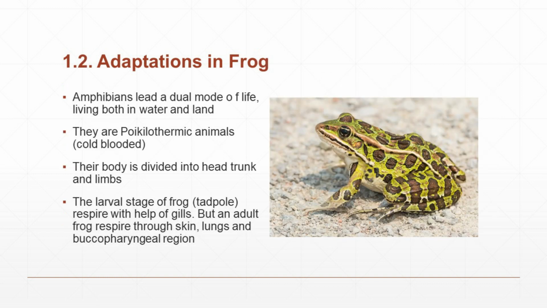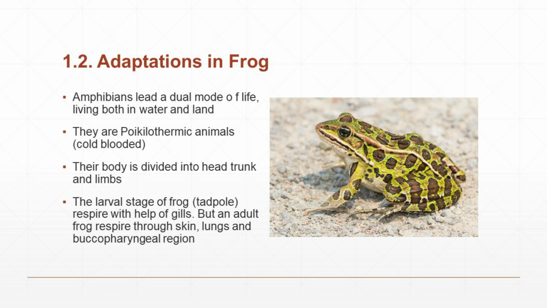Next, let us learn about frog. Frog is an amphibian, leading a dual mode of life, living both in water and on land. Amphibians live partially in water and partially on land. Partially aquatic animal, partially terrestrial animal. Dual mode of life means living both in water and on land.